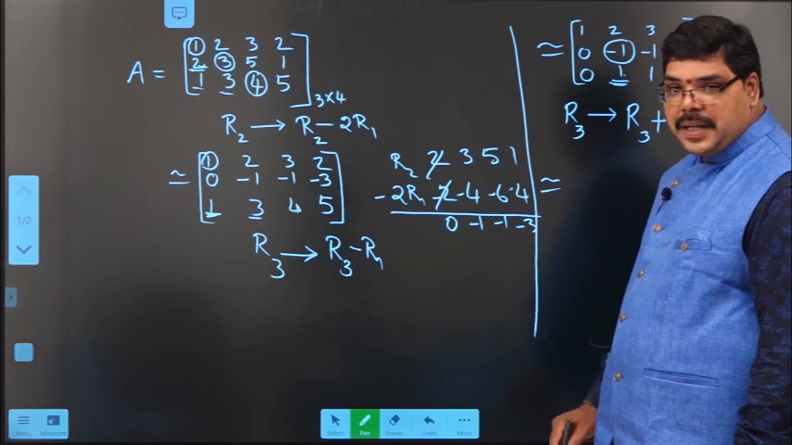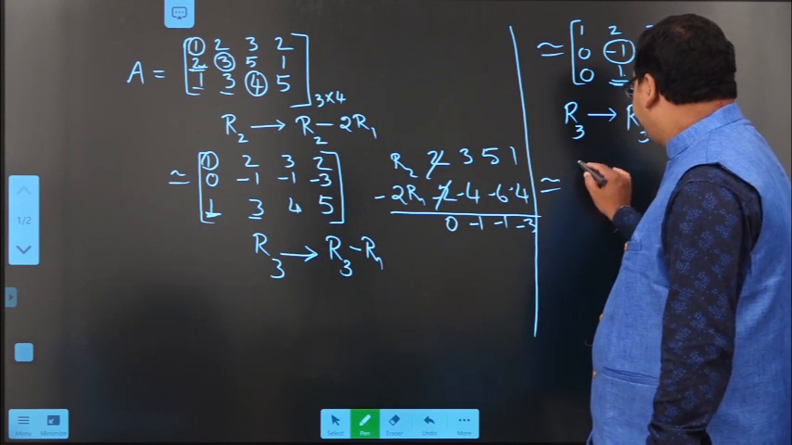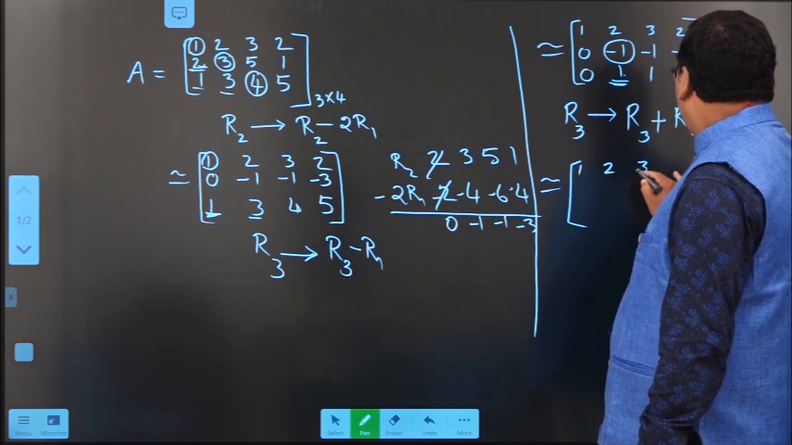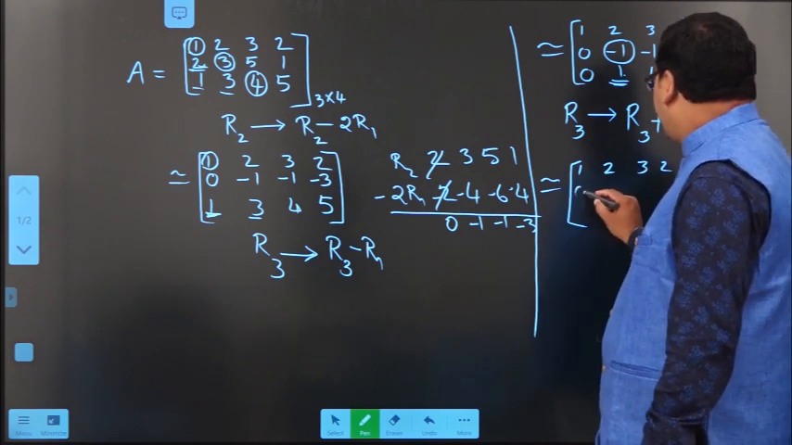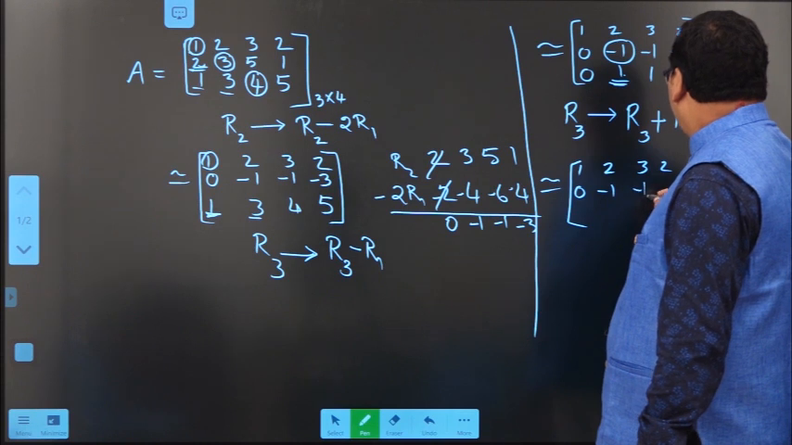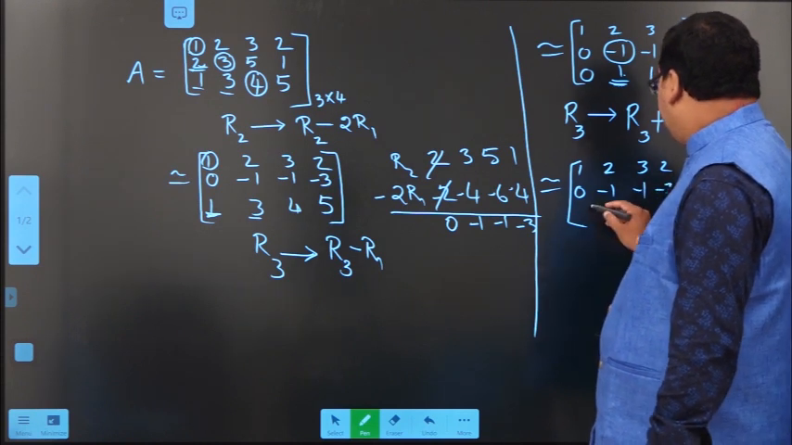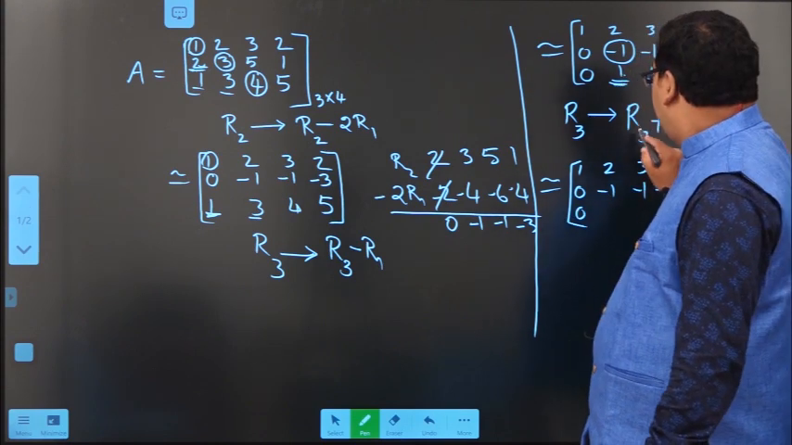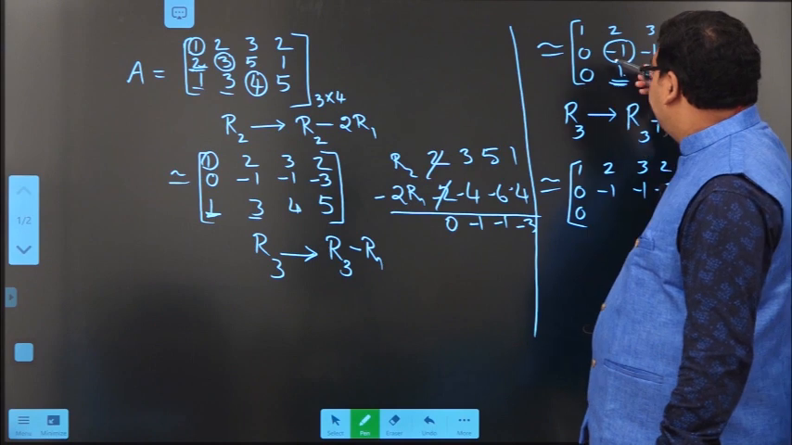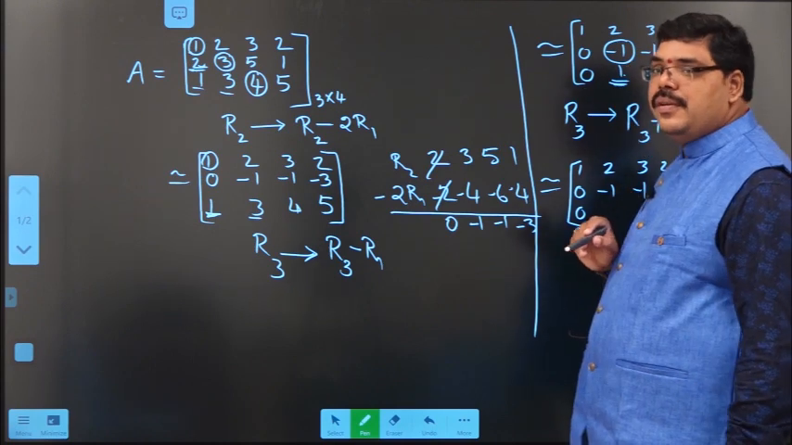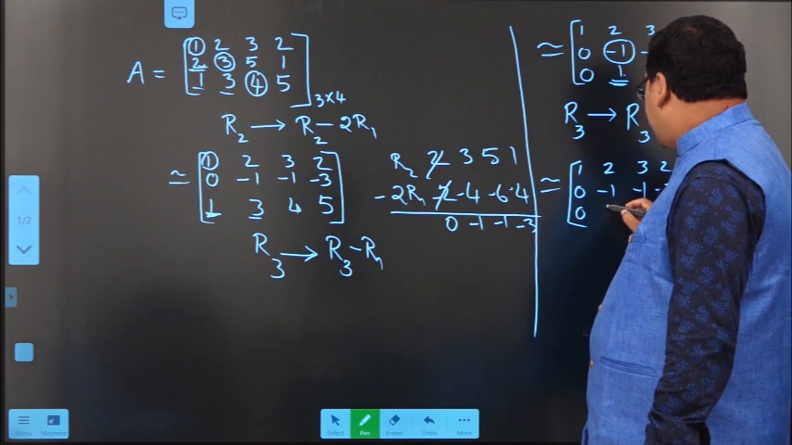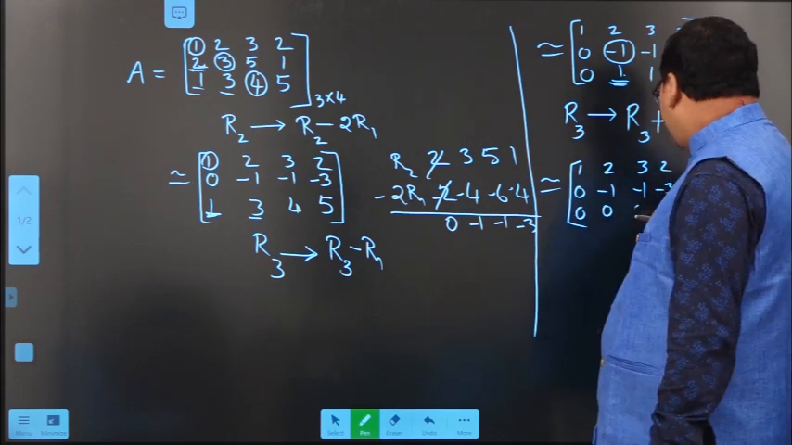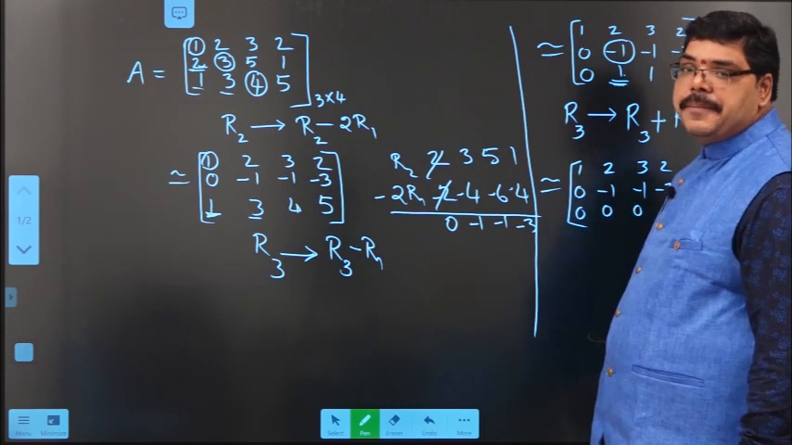When you apply that row operation, the resultant is 1, 2, 3, 2, 0, minus 1, minus 1, minus 3. Now, for the third row you have to calculate R3 plus R2. Add them. 0 plus 0, 0. 1 minus 1, 0. 3 minus 3, 0.